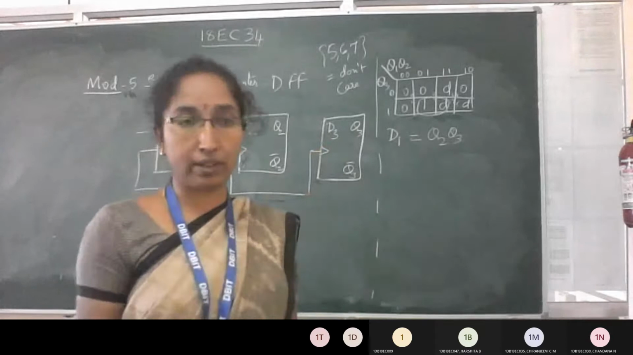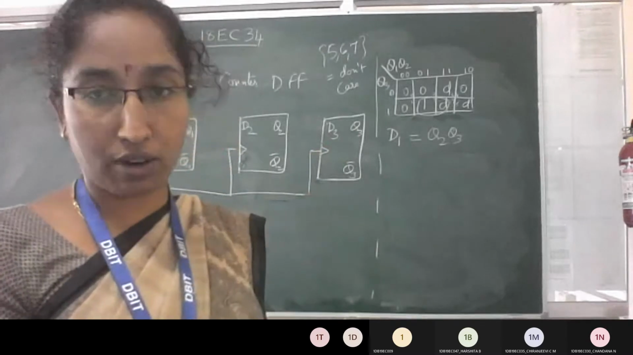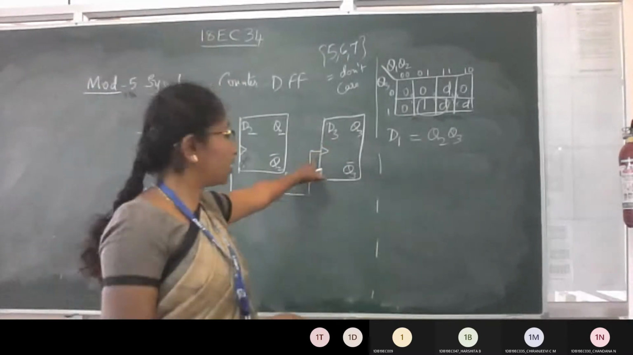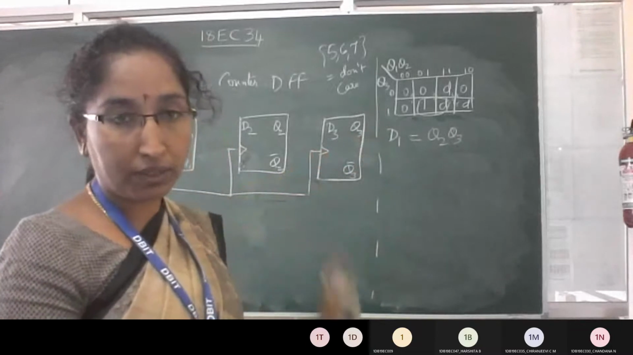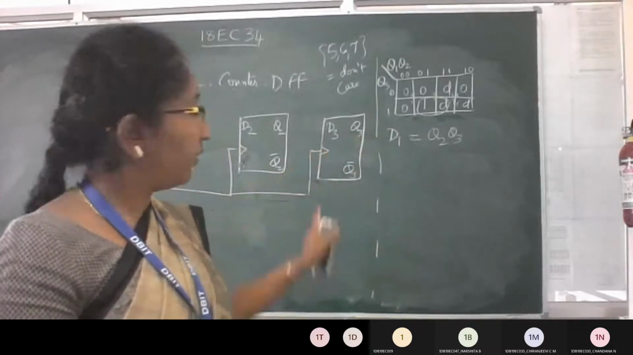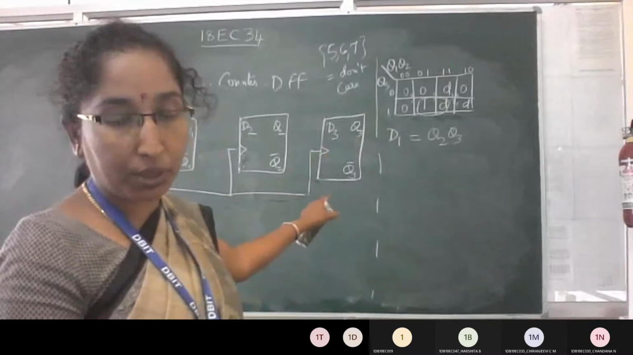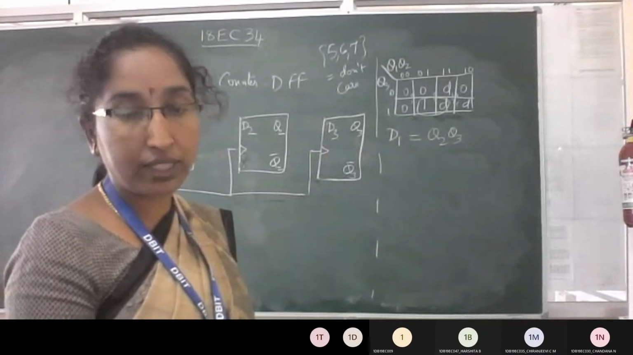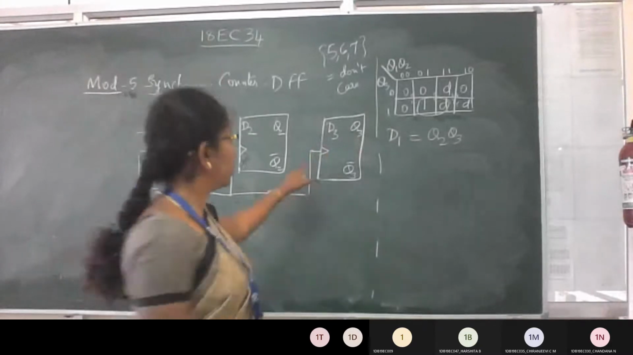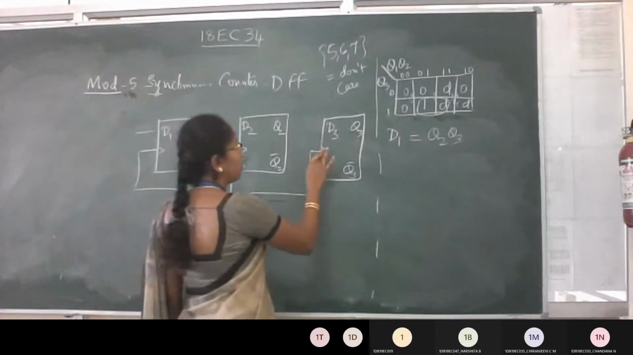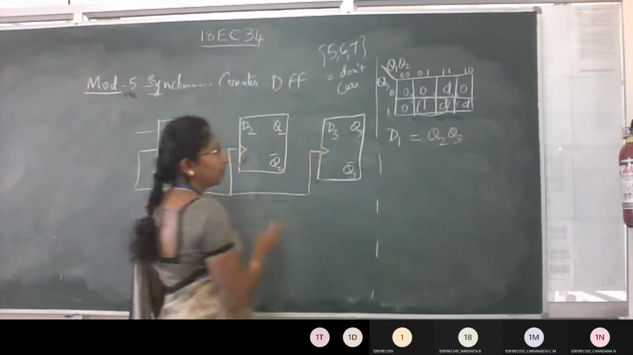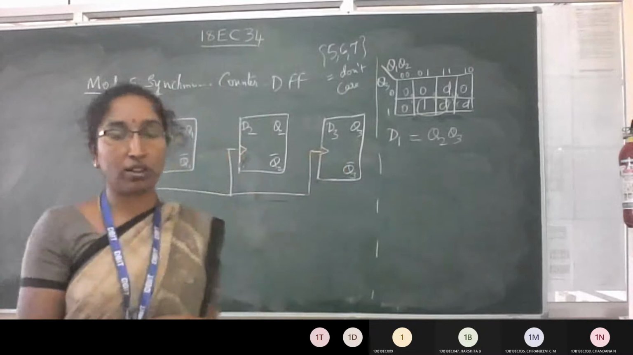Sometimes they'll make the question tricky with a negative edge clock. Then at that time you just need to write a bubble. That's it. Then nothing else will change. Everything is the same. Only while drawing the diagram, you need to make it a bubbled clock, that is the negative edge of the clock. So here you just need to write a bubble. That's it. Now, they have not specified any positive or negative edge clock.